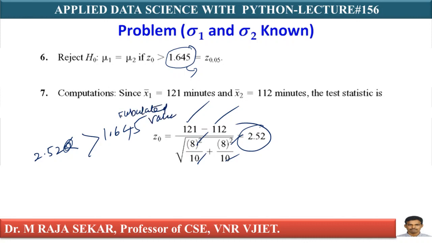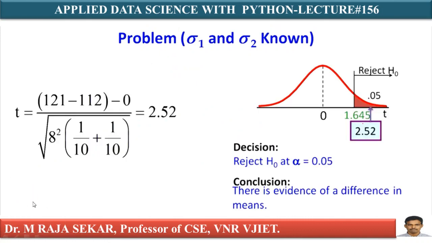There are tables. From the tables you can get it. Otherwise you can write Python code. Anyway, I will show you in Jupyter Notebook how to write Python code. Same thing, 2.52. This is 1.645. This 2.52 is on the right side of 1.645. It is inside the critical region.